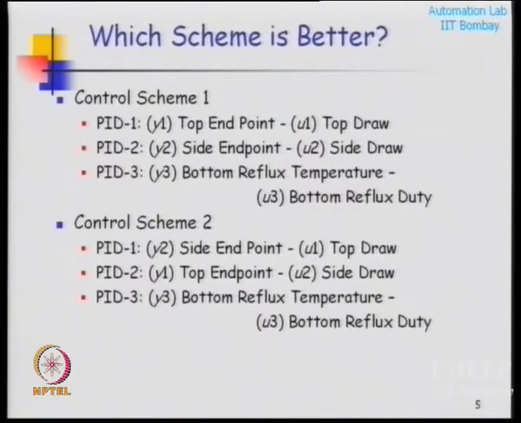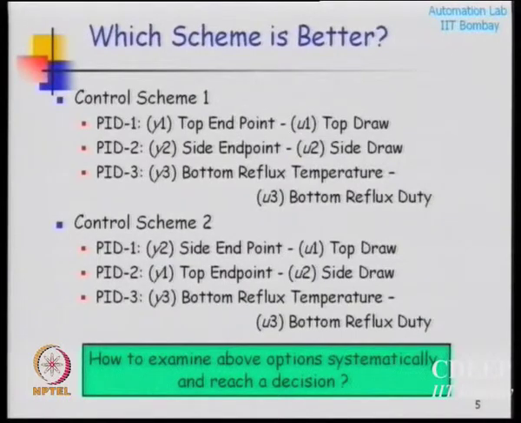Typically the way practicing engineers have been dealing with this is through so-called experience. People have operated plants for years and they know that if you actually do the second combination, it may not be a great idea, and this knowledge is transferred from generation to generation, and then you keep doing those things. So is there a way of systematically reaching a decision? How do I do pairing in a complex plant?